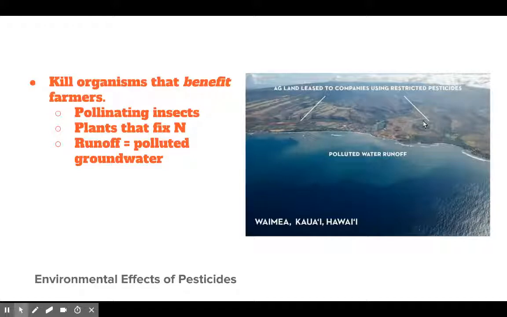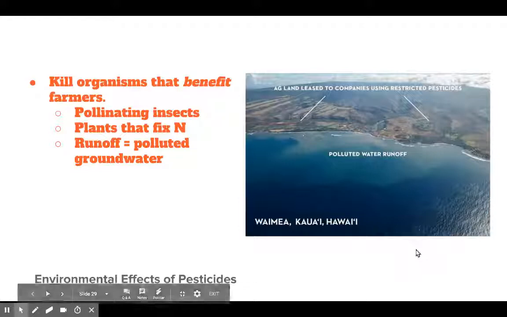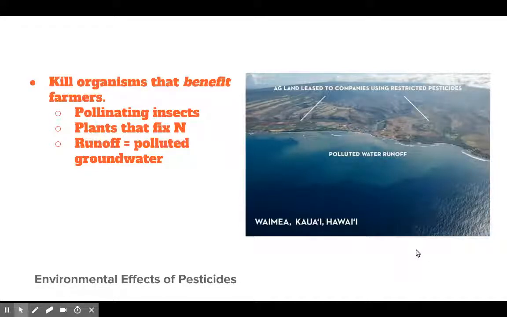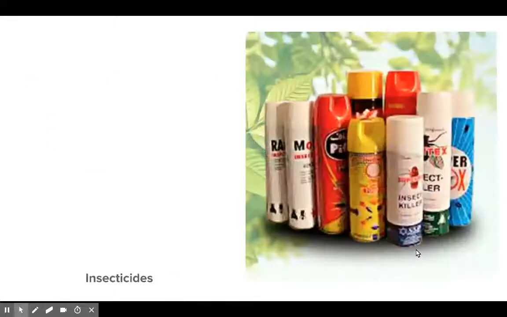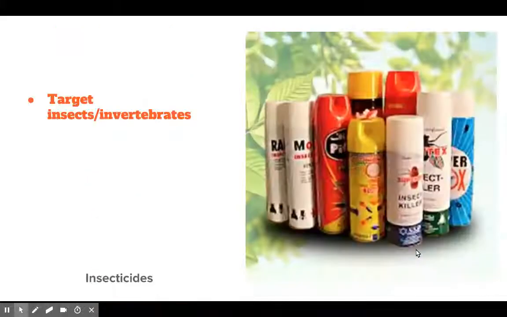So you can see the runoff from these fields in Hawaii ending up in the ocean. Not only does it pollute groundwater, but if you're in a coastal area like here in Hawaii, it harms the ocean as well. And we're going to end it with insecticides as well. So just what it sounds like, these things target insects or invertebrates.